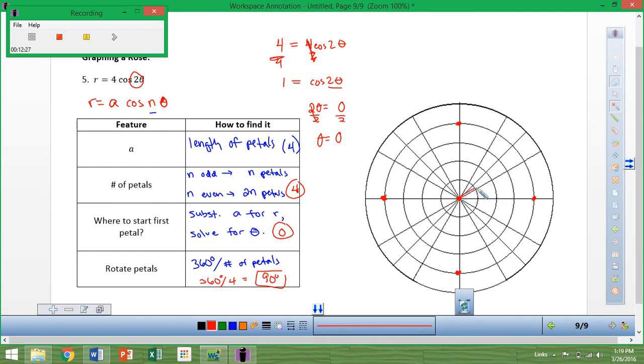So then I can go ahead and graph all these petals. I hope you do a better job than what I'm doing. But it should look like that. Okay, so again, pretty basic if you just know what you're looking for. Solving for those things, not going to be too difficult.